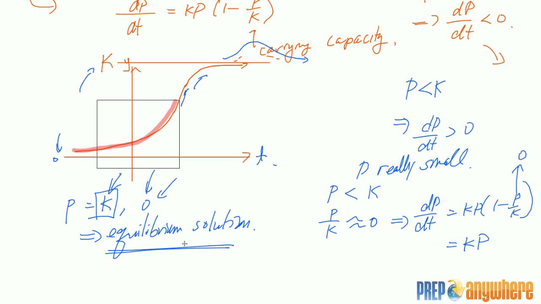So we call that an equilibrium solution: if it reaches a particular point, it wants to stay there instead of increasing or decreasing.